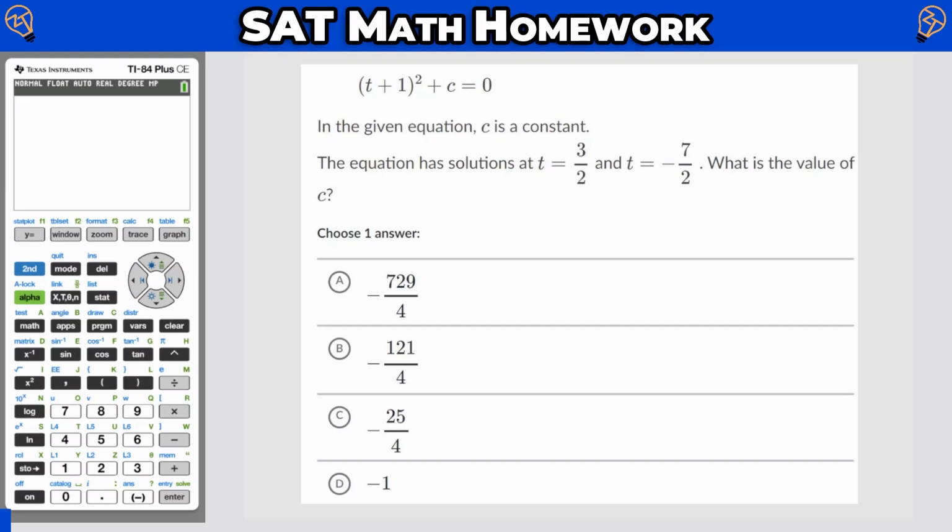So the fact that they actually give you the solutions for t, and now they're trying to find c, well, it's up to you. Take your pick, plug in either one for t. I'm going to plug in the 3 halves. Why not? Let's avoid a negative 7 halves being plugged in. If I plug in 3 halves plus 1, and all that's squared, plus c equals 0.